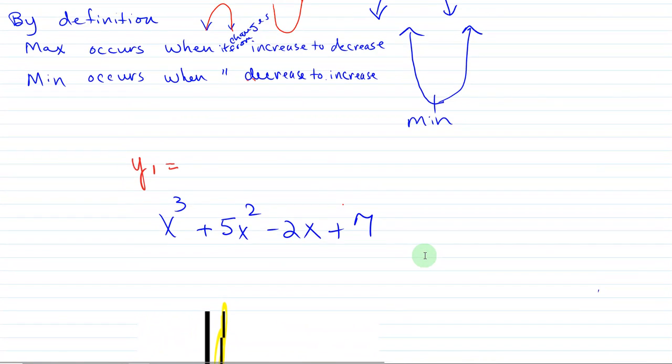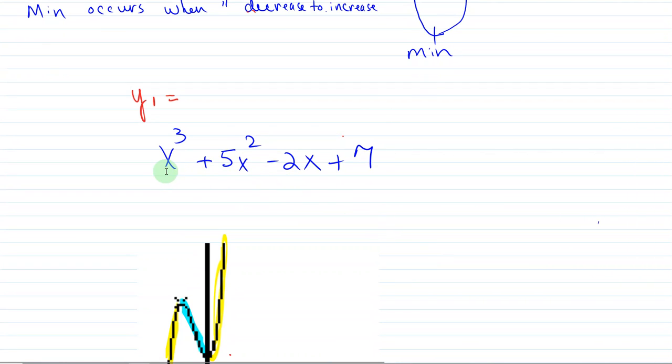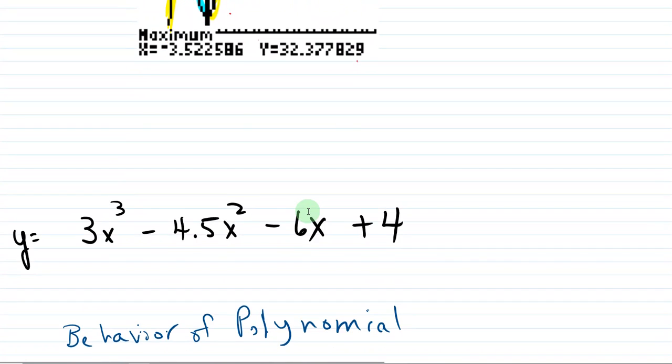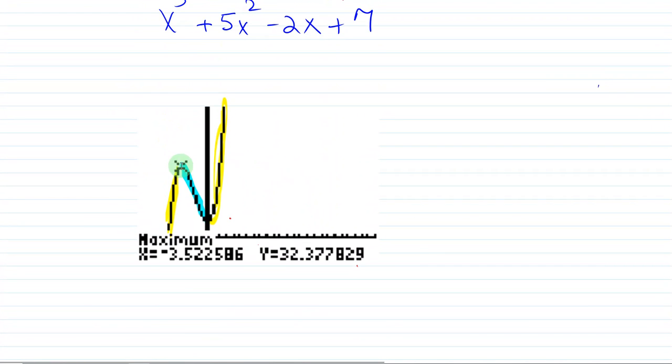So as a possible problem, if you were given x cubed plus 5x squared minus 2x plus 7 and asked to find where does it increase, where does it decrease, we could put it in our calculator. And when we did, we would find this point and this point, the max and the min. And so where is it increasing? It's increasing here in yellow and here in yellow, so that'd be 2 places. And it's decreasing in the blue.